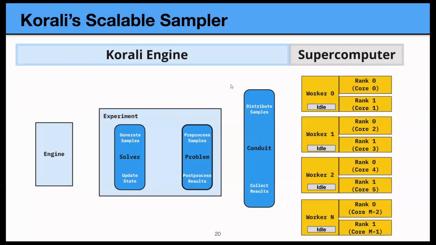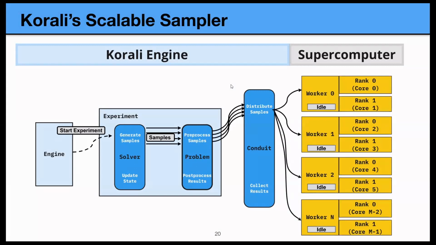This is how it looks when you're running it. This is an illustration of what I said. The engine will start the experiment. The solver takes the execution at this point. It generates n samples. The samples are being sent through a tube, so to speak, to the conduit. And the conduit will distribute, in this case the distributed conduit, 1 sample to each worker, as long as they are idle, waiting for stuff to be done.